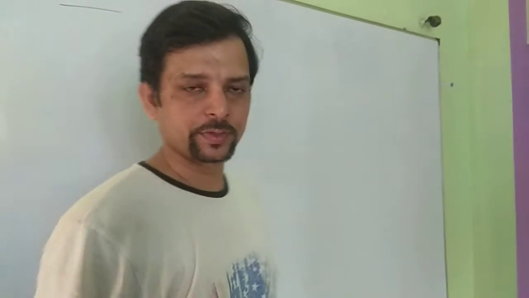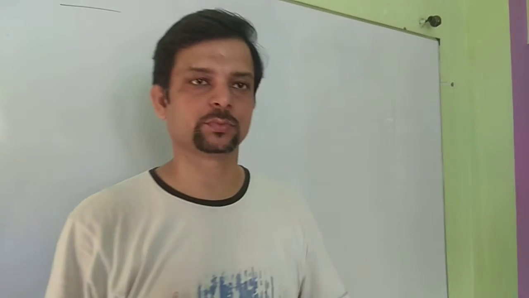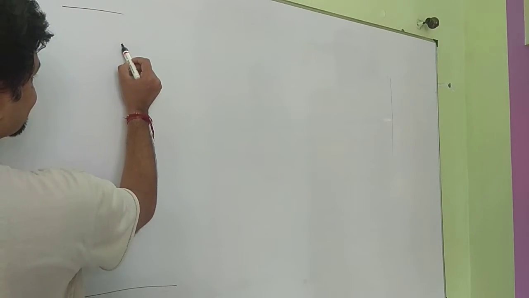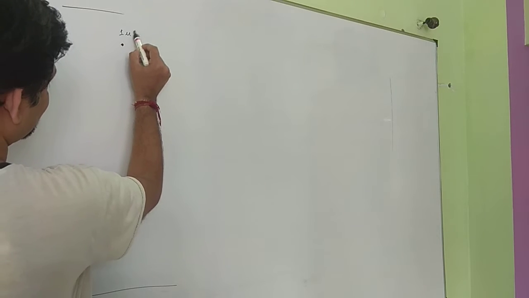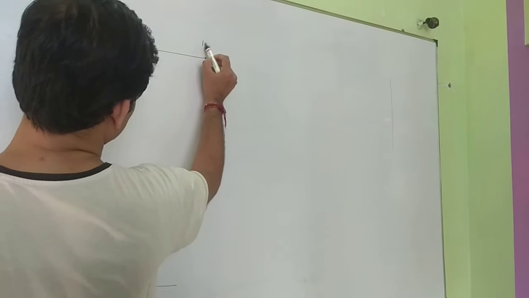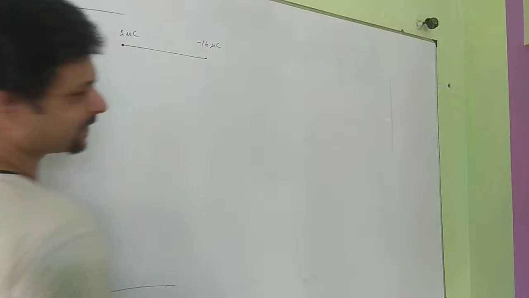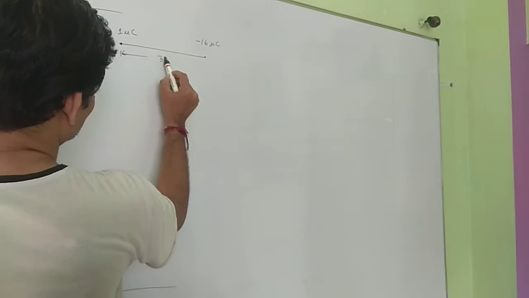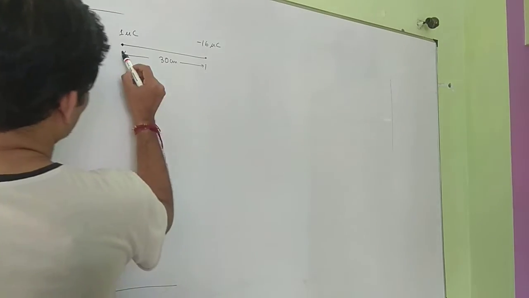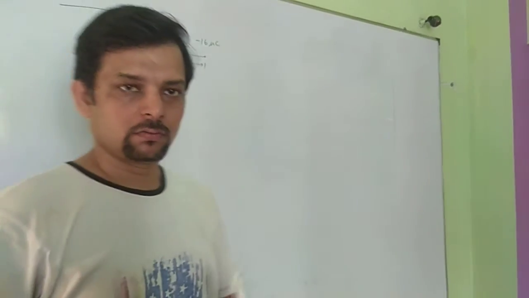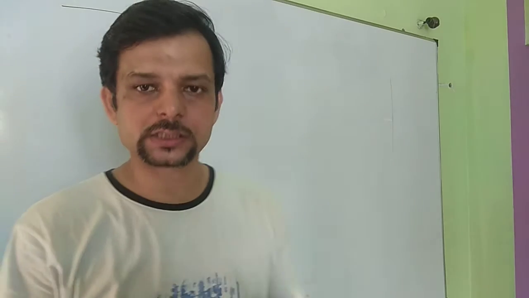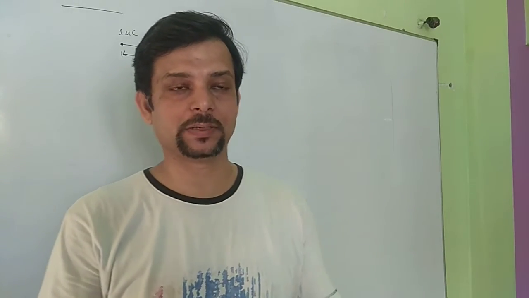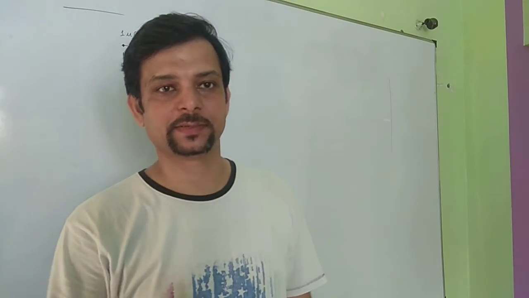Now the next numerical based on the superposition principle. Suppose we are having two charges. One is 1 microcoulomb, another one is minus 16 microcoulomb, and the separation is 30 centimeter. Okay, so the question is the same, where we have to place a third charge such that the net force on the third charge will be 0. That means it will experience no force.